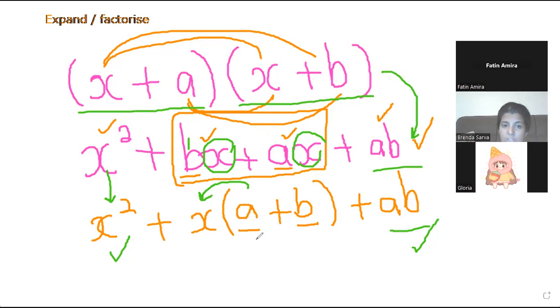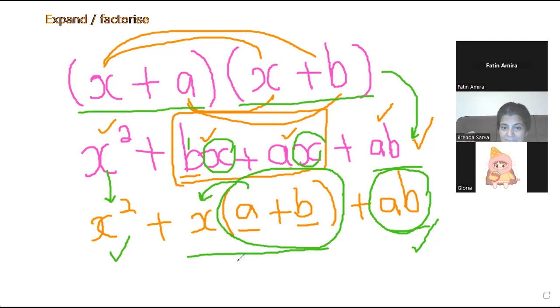Okay, good. So now, look very, very carefully. Over here, you have something called A plus B, and then you have something called AB. This is what you really need to know to understand that the middle term is the total of the two numbers A and B. The last term is a product.